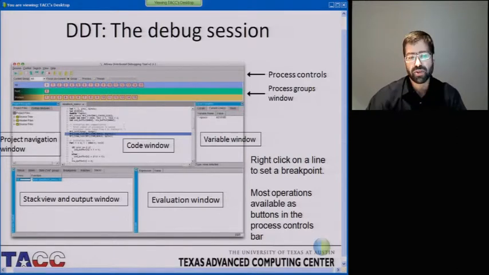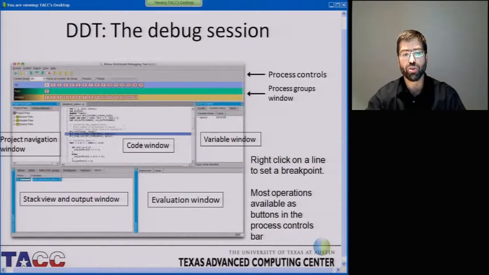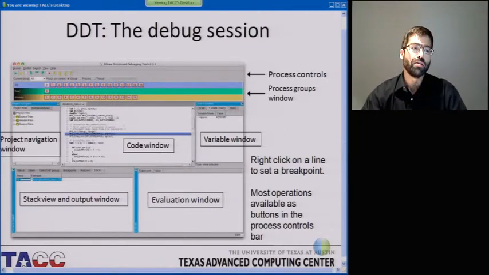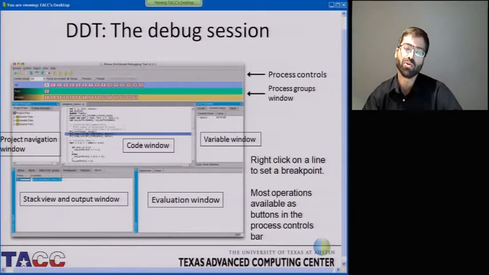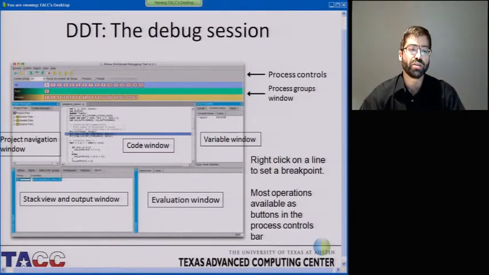There is a section that is very important, which is the process groups window. This section is very important because you will be able to set different groups of processes within your own execution, and you will be able to focus on each of these groups separately if you need to for the debug session. And I will go into this with a little bit more detail in a couple of minutes.